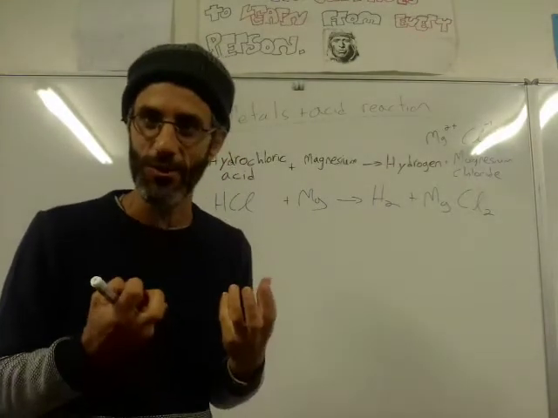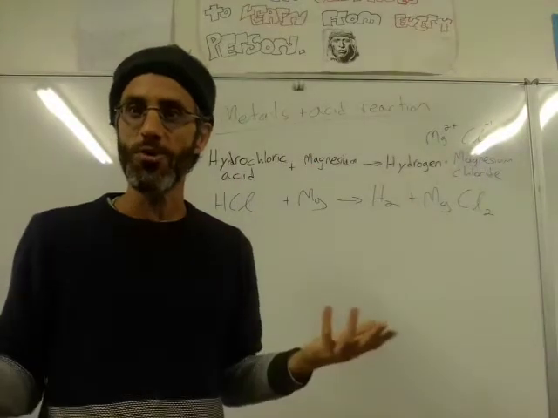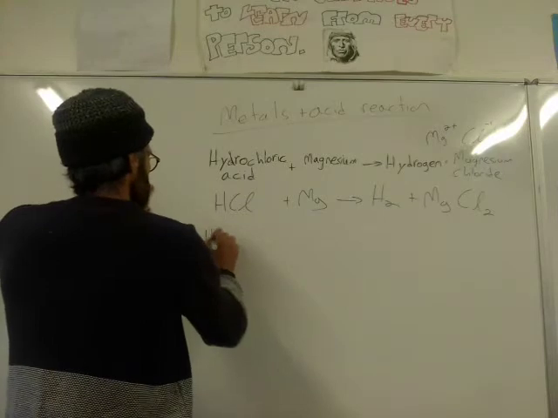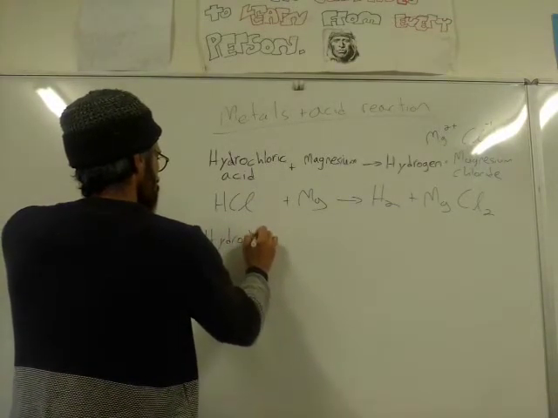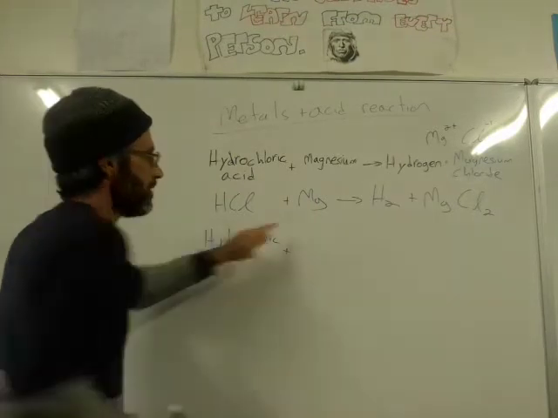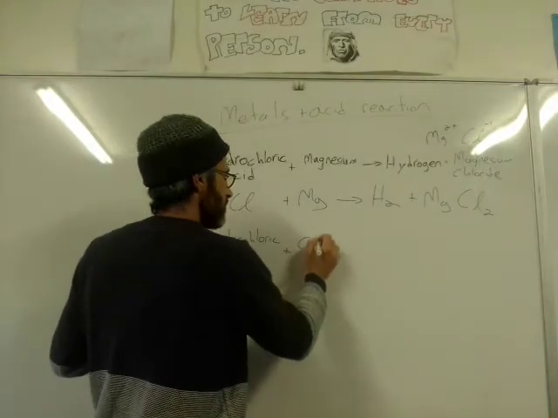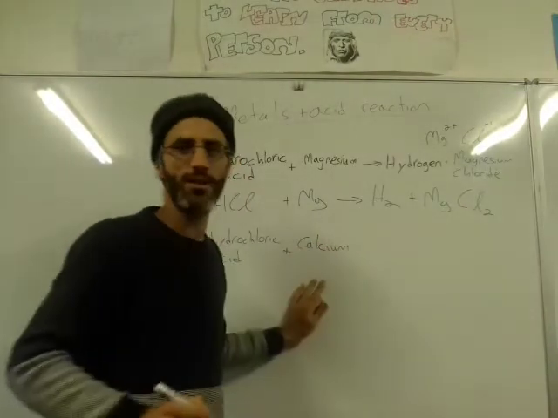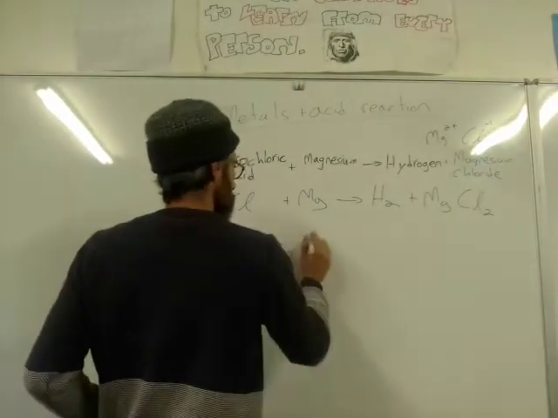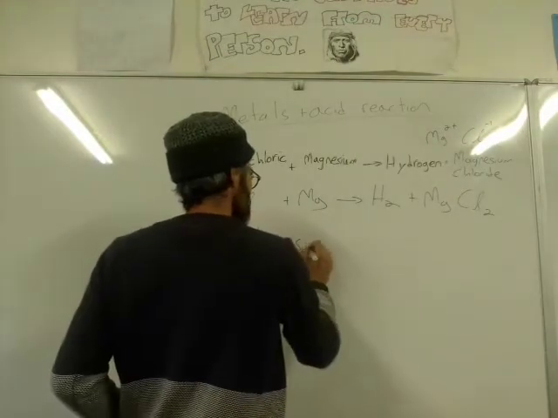You see, the cool thing in chemistry is once you learn a certain pattern, then you can predict what will happen when you mix things you haven't mixed before. So let's mix the same hydrochloric acid. This time, instead of magnesium, let's give it calcium. Calcium is also a metal. No, let's not do calcium. Let's do something else. Let's do sodium.